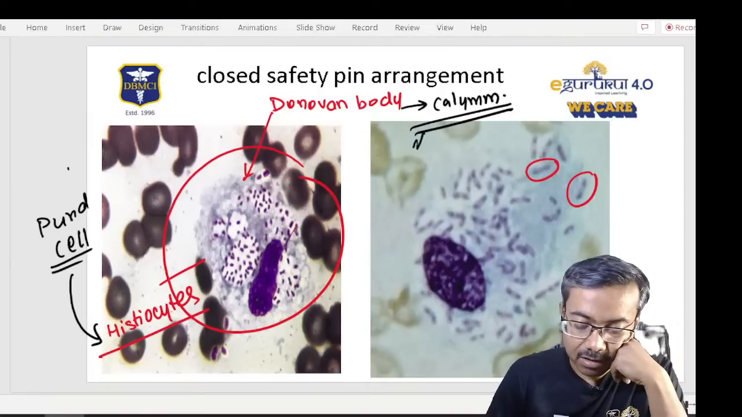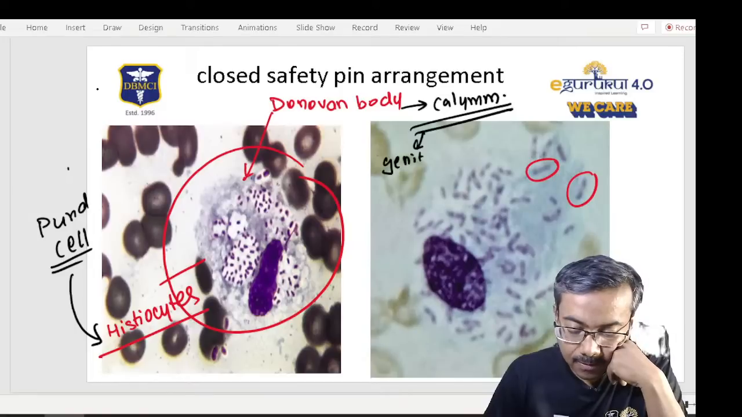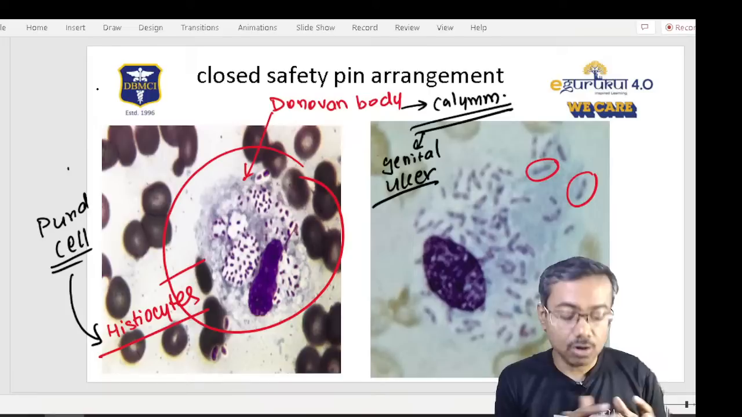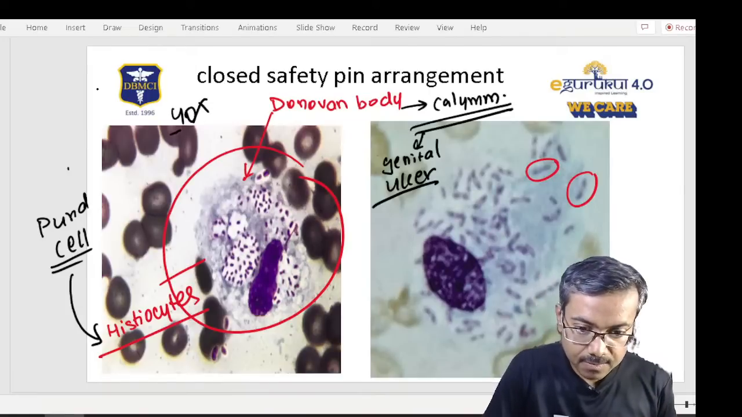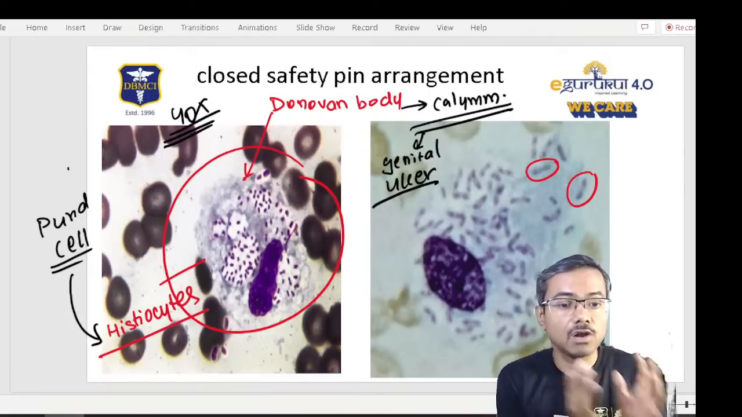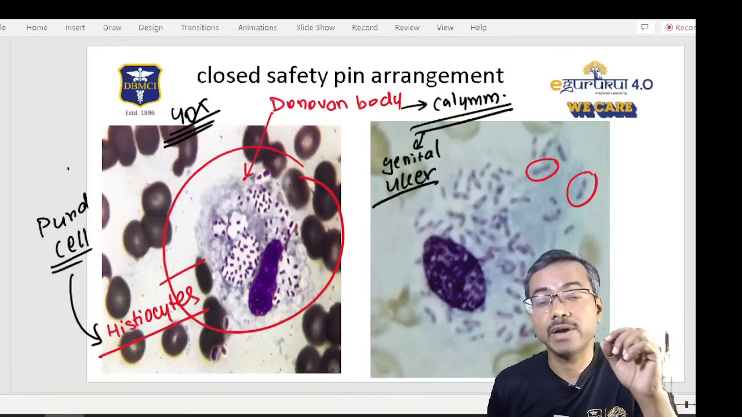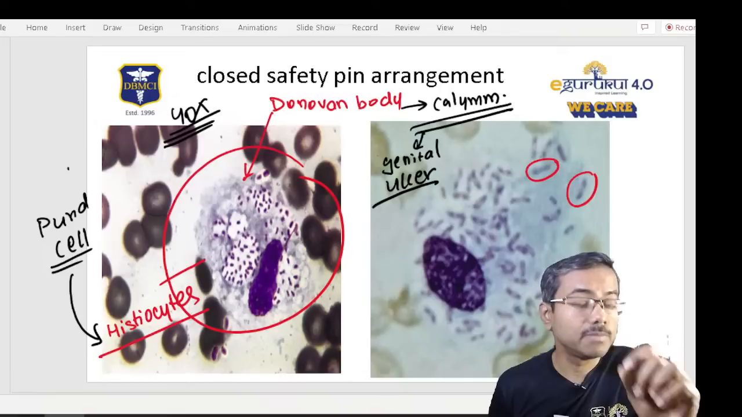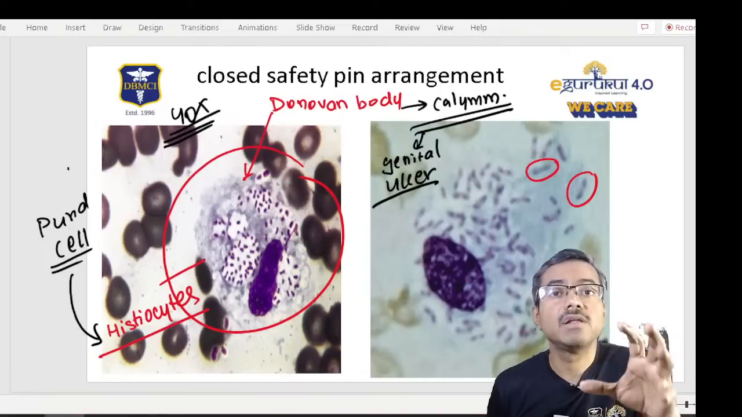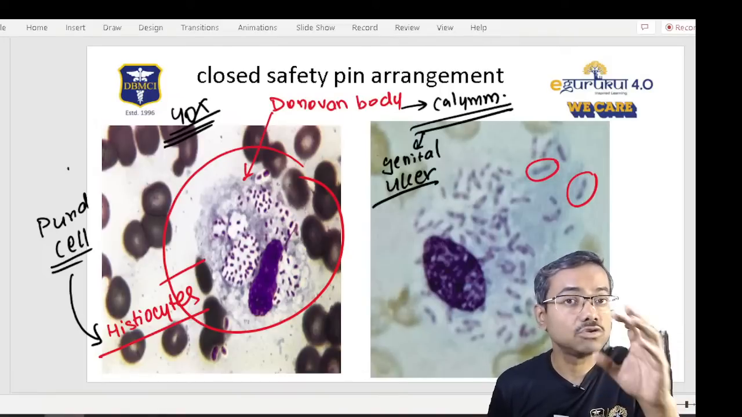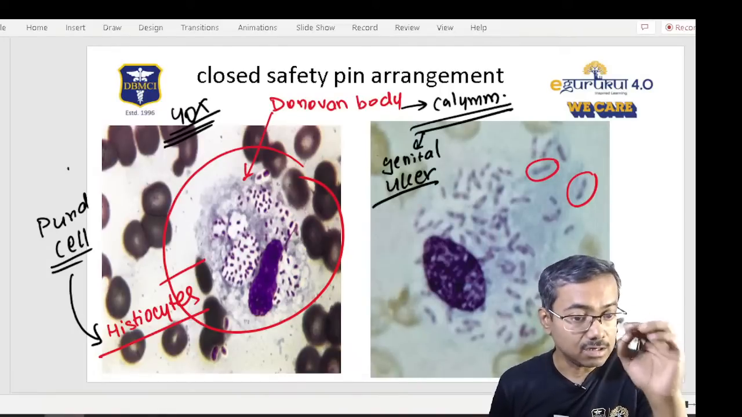and these people will usually have a genital ulcer. Okay, genital ulcer, right? This is a low power, and this is a 40x power. In the low power, this is the Donovan body. Again, INICET gives you this quite commonly. You should be able to identify these microbial organisms inside cells. You should be able to identify molluscum bodies, Donovan bodies.